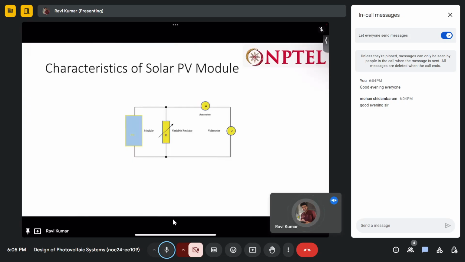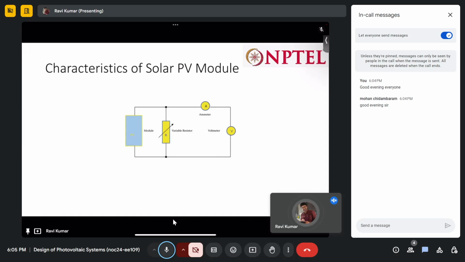First of all, if we have a PV module in the field, we require its maximum power point and all. So how do we characterize it? If we have a PV module in practice, how can we get the maximum power point? How can we get the IV curve and all?